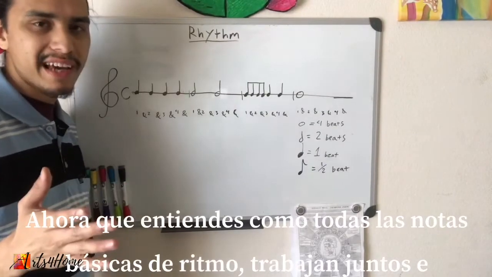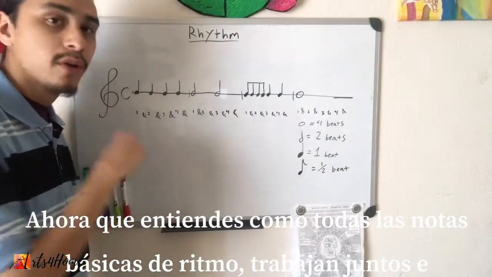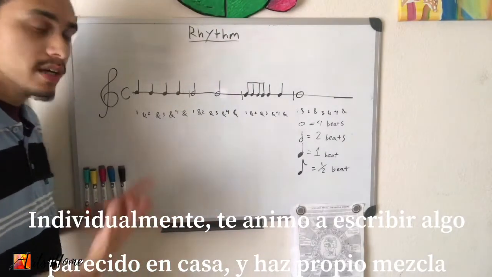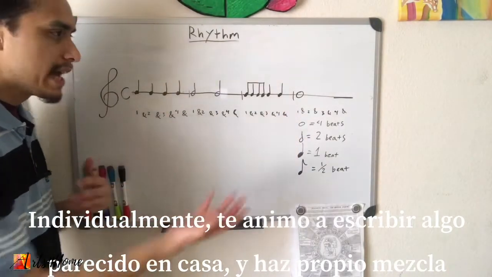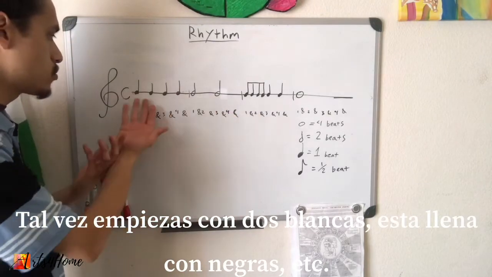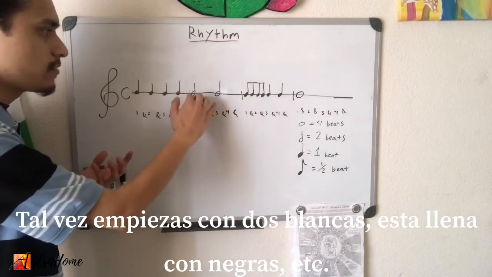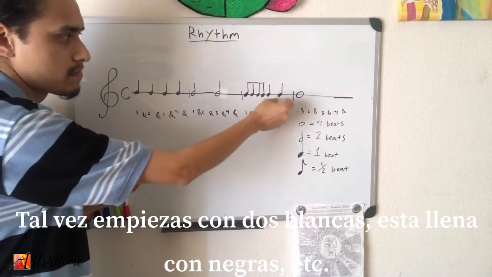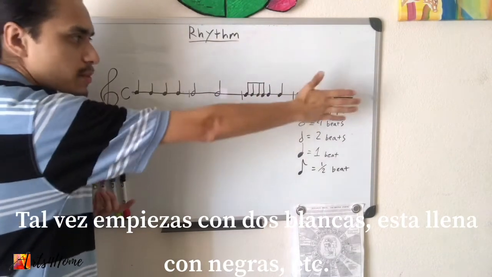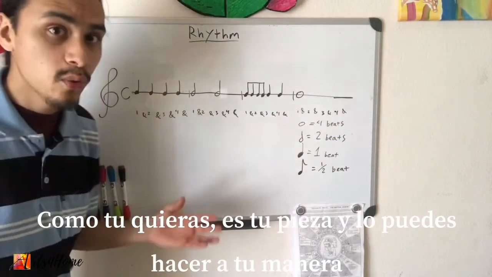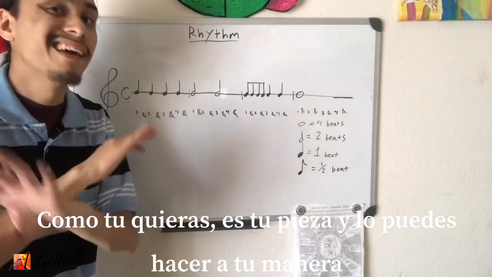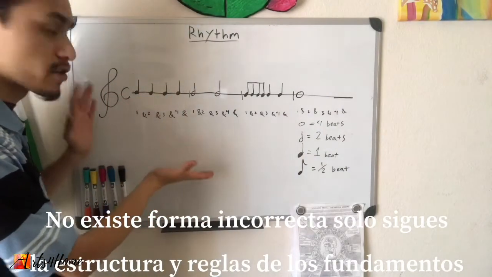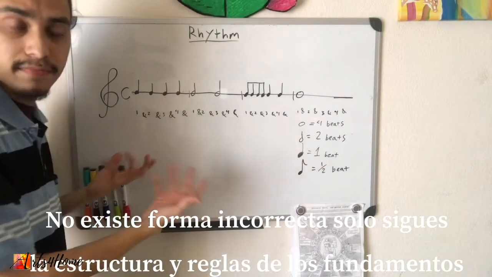So now that you understand how all the basic notes in rhythm work together and how they work individually, I encourage you to write something out like this at home and mix them up. Maybe you can put 2 half notes over here and then fill this one up with quarter notes and put maybe 2 eighth notes and then some quarter notes, some half notes, end it with a whole note, start it with a whole note, however you want. That's your piece of music and you can make it any way you want. There's no wrong way as long as you follow the structure and the rules of music fundamentals.